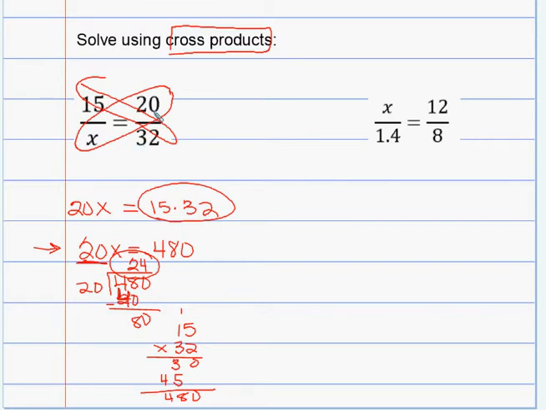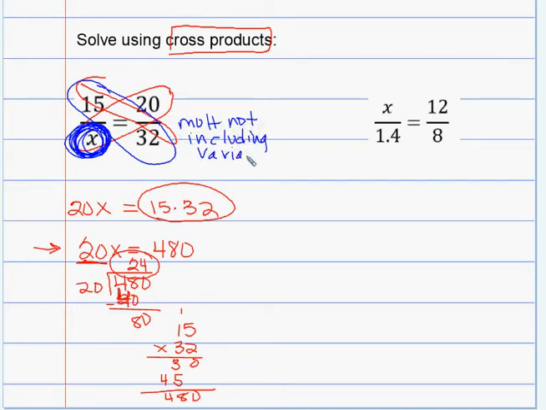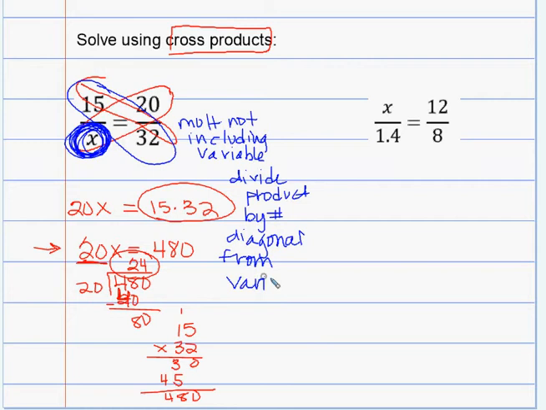Another way to look at cross products is if you figure out where that variable is, okay, the variable is here, multiply diagonally, multiply not including the variable. Okay, so multiply on the diagonal and then divide that product by the number diagonal from the variable.